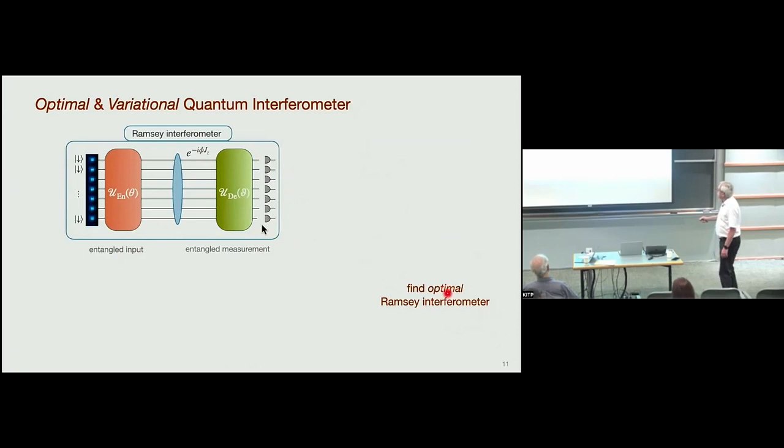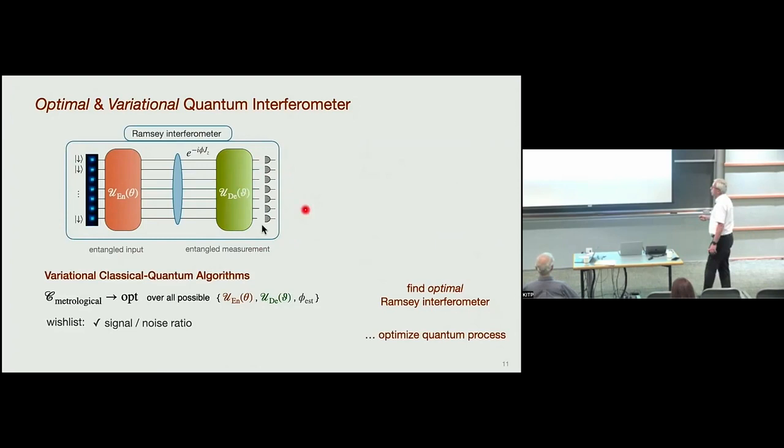This is something that theoretically was identified some time ago, but we would like to build it actually in the lab. And so what we would like to do now is to define variational classical-quantum algorithms where we identify a certain metrological cost function. You might ask, what should it be? What will it be?